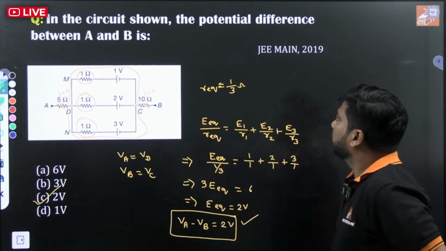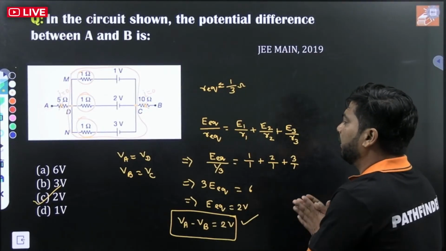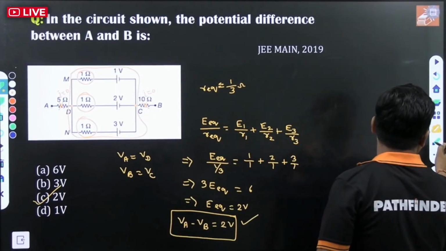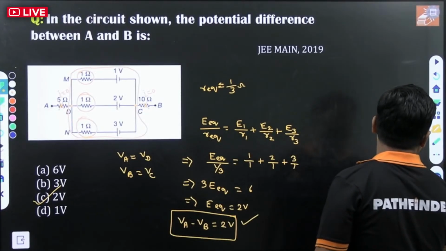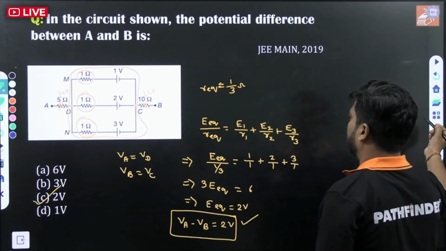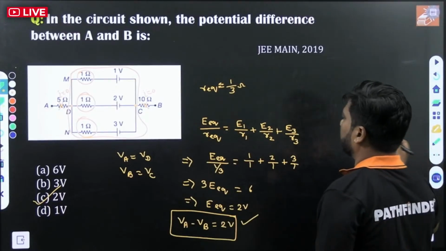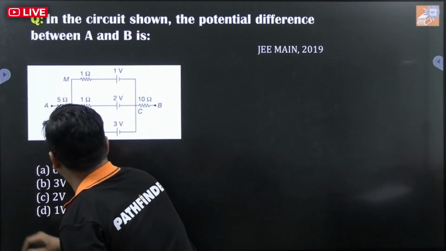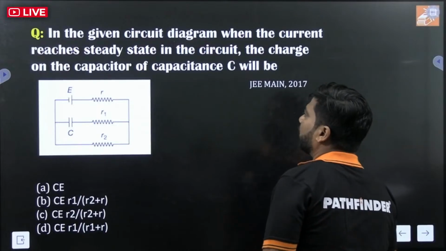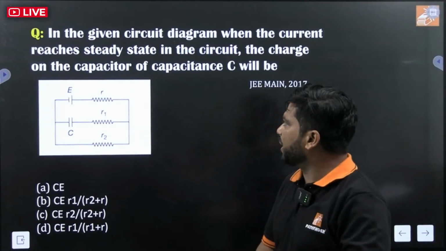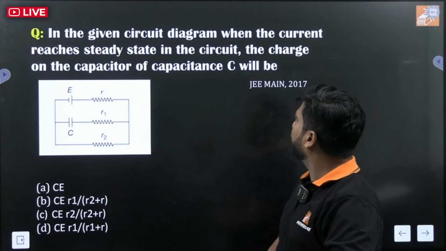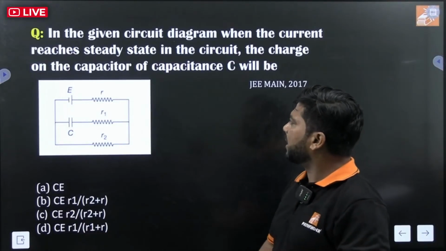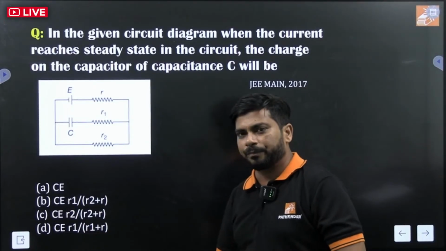Clear? Fine. So let's move to the next question of the Arambh series. Now, the next question is: in the given circuit diagram, when the current reaches steady state in the circuit, the charge on the capacitor of capacitance C will be.